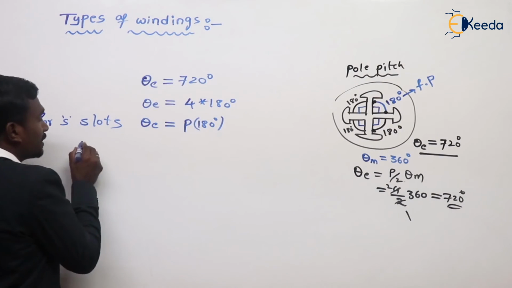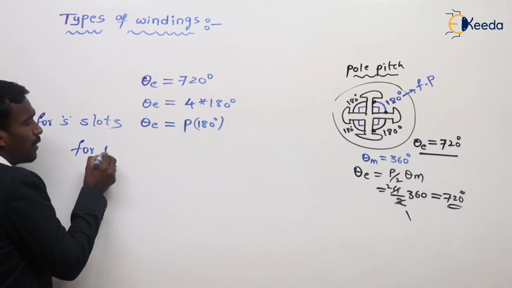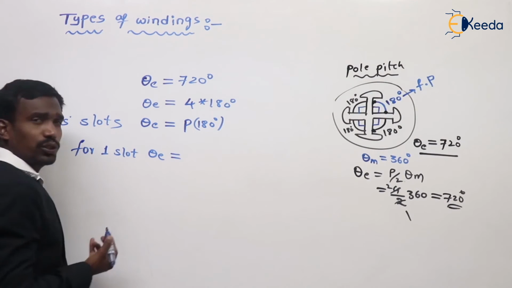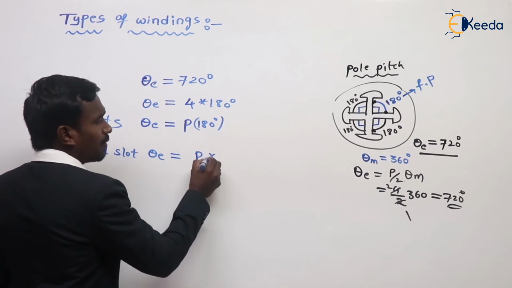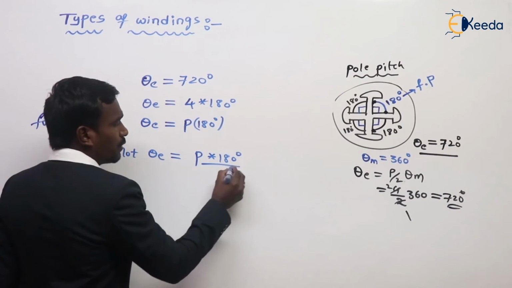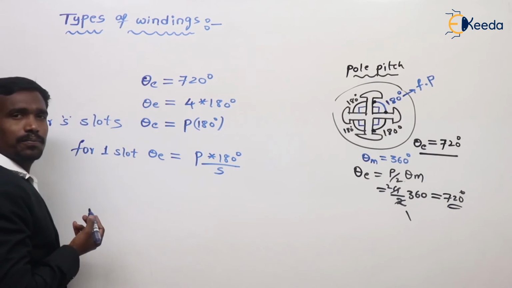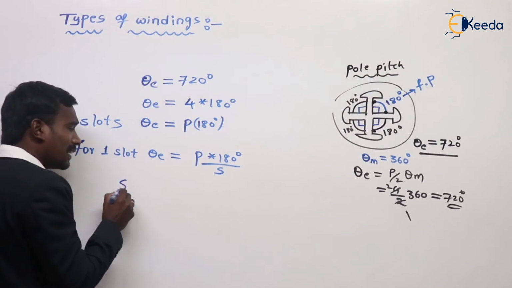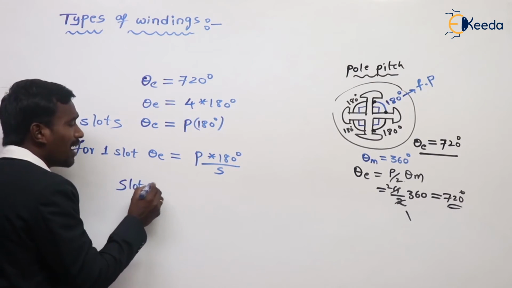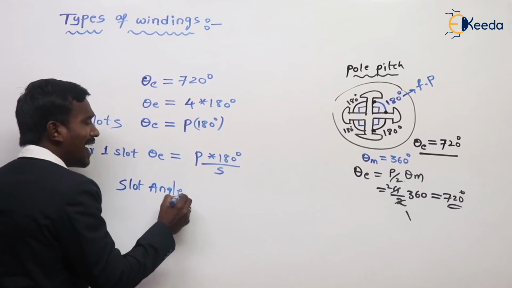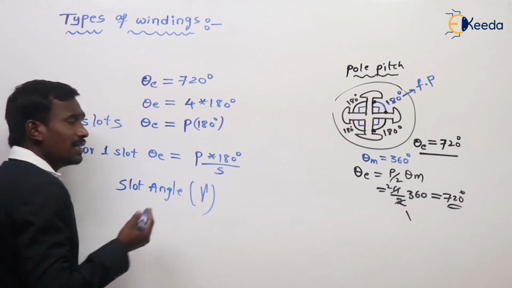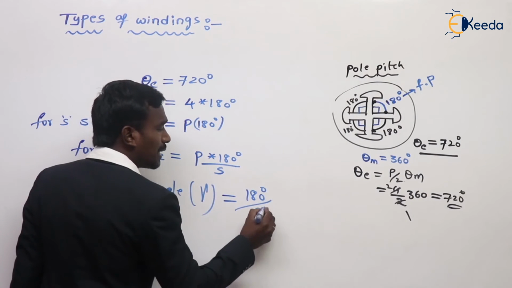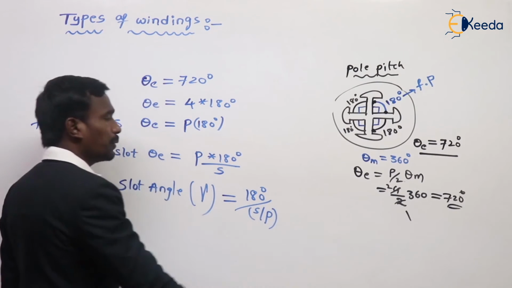But for one slot, theta electrical is equal to the total value divided by the number of slots. For one slot, the theta electrical is also called the slot angle. Slot angle is denoted with gamma. Slot angle gamma is equal to 180 degrees upon slots per pole.